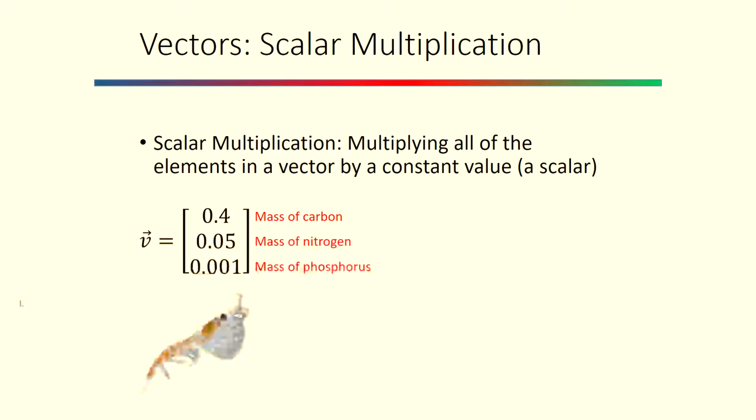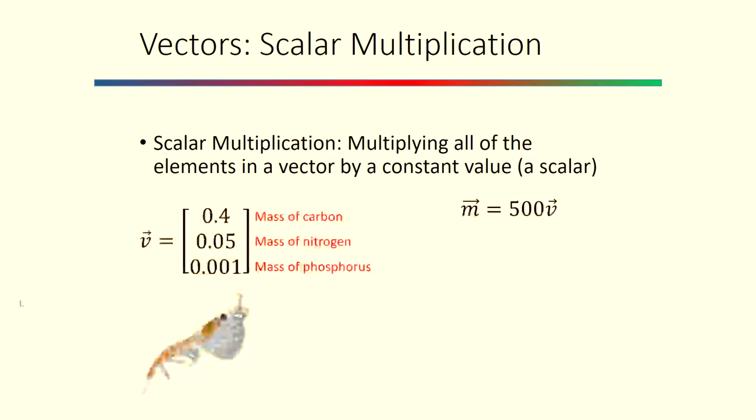Here's an example for scalar multiplication. I often work with crustaceans, such as krill, in the ocean. For crustaceans, we know that their dry weight, which is their weight once you dry them out and remove all their water, contains about 40% organic carbon, about 5% nitrogen, and about 0.1% phosphorus. So we could encode that information in the vector v. Now if I went out and collected a sample, dried it out, weighed it out on a balance, and found that it weighed 500 milligrams, I could use scalar multiplication to calculate the masses of carbon, nitrogen, and phosphorus in my sample.